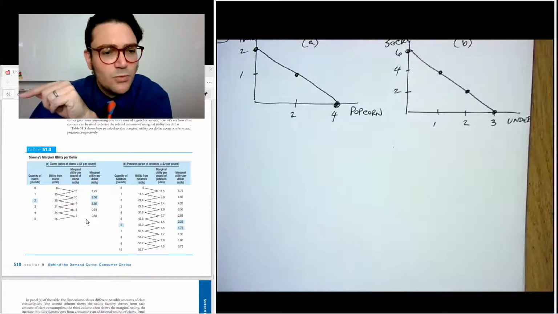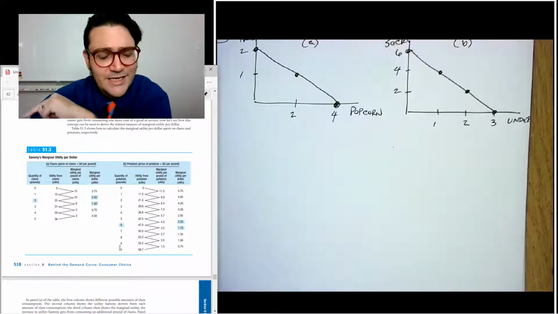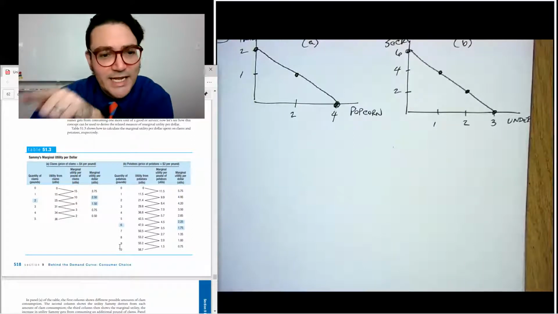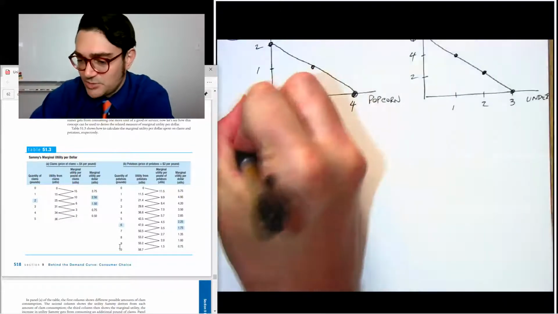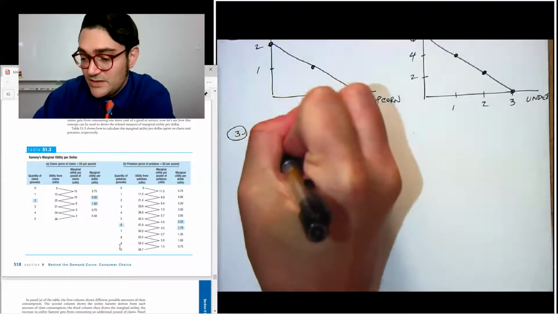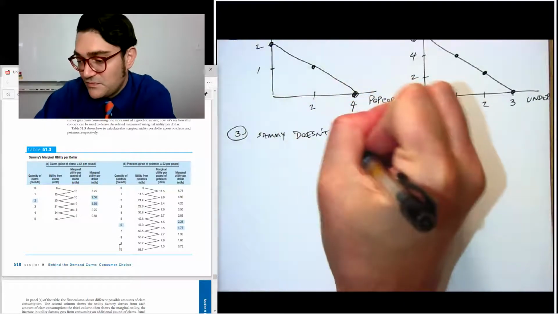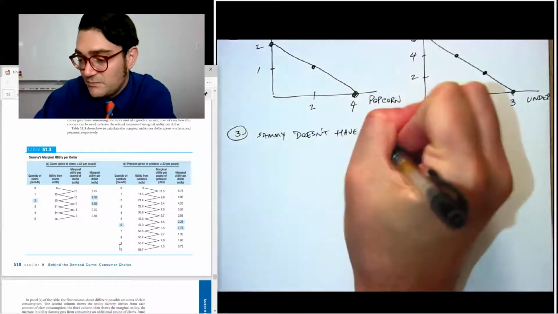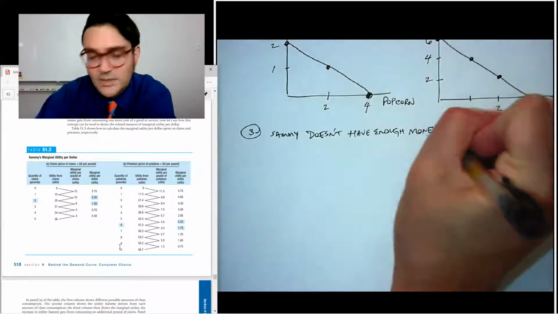But the question said, hey, you notice this one, right here is 0.75 to go from 3 to 4, and it's 0.75 to go from 9 to 10. And it's like, why is that not the right answer, right? Why is that one not good? And the simple explanation is Sammy doesn't have enough money. If he had enough money, that'd be the right one.